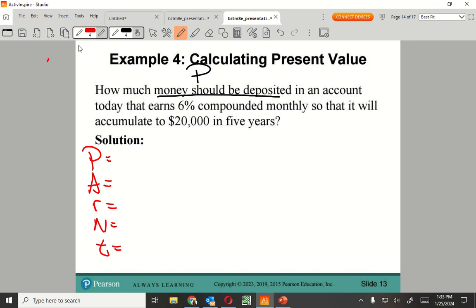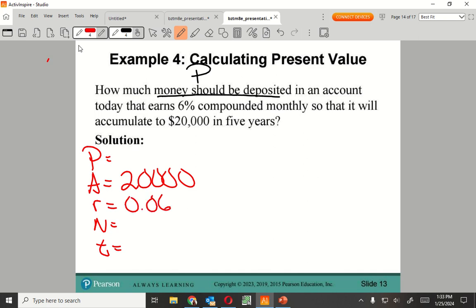So if you write all these down right here, you could look and see what you're looking for. So this one we're looking for P. So A is how much? 20,000. That's the amount of money I want to have, right? I want my account to have $20,000 in the future. R, what is my rate? 0.06. 0.06, very good.